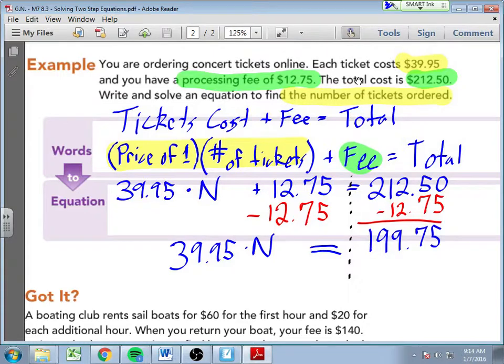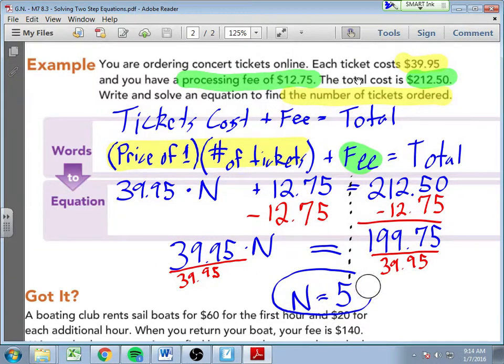Isaiah, what do I do now to finish out solving? Divide both sides by 39.95. Yep, I divide both sides by my coefficient or my multiplier, whatever you want to call it, the number in front of your n. It's multiplying, so we divide. And we find out that the number of tickets that they bought was 5. And you would want to label that tickets.